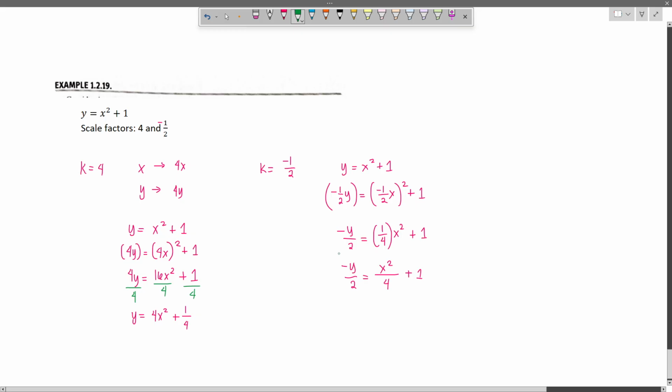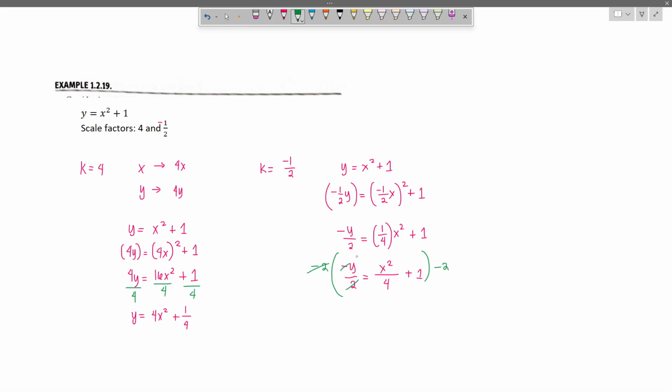And then we want to isolate y. So we are going to multiply negative 2 on both sides. So that this is just y. And then we have negative 2 divided by 4. That's negative 1 half. So negative x squared over 2 plus, oh, sorry, minus 2. So that's what it looks like. Okay. So that's what we mean when we have a scale factor of negative 1 half.